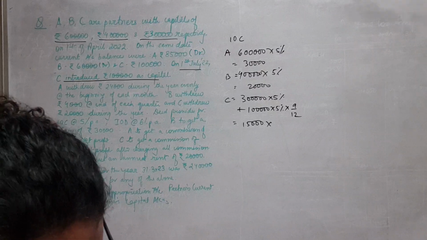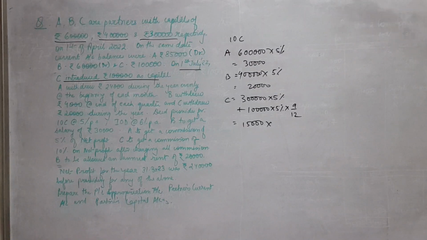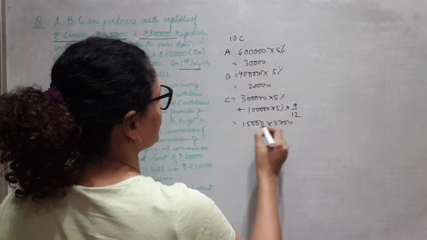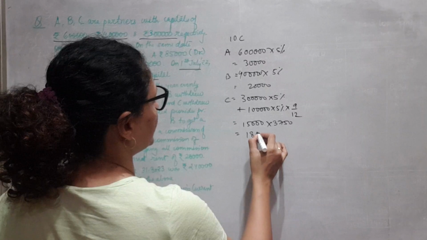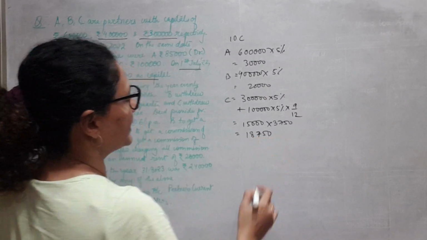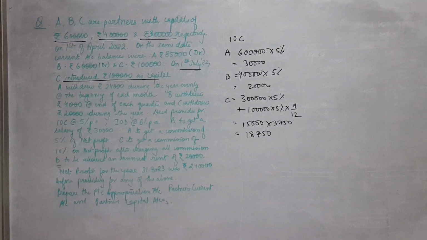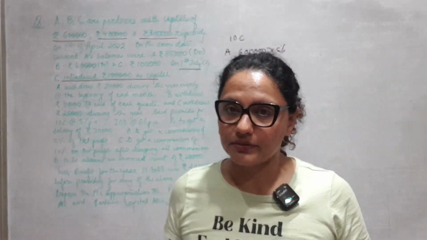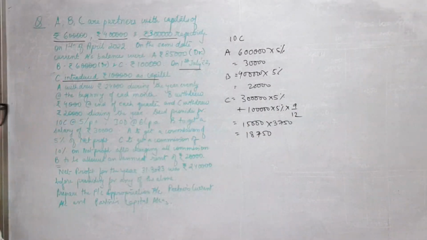And let's check. 1 lakh, 5% is 5,000 into 9 divided by 12, 3,750. So 3,750. So total he'll get an interest of 18,750. Clear? So this is your interest on capital. Let's go to interest on drawings.